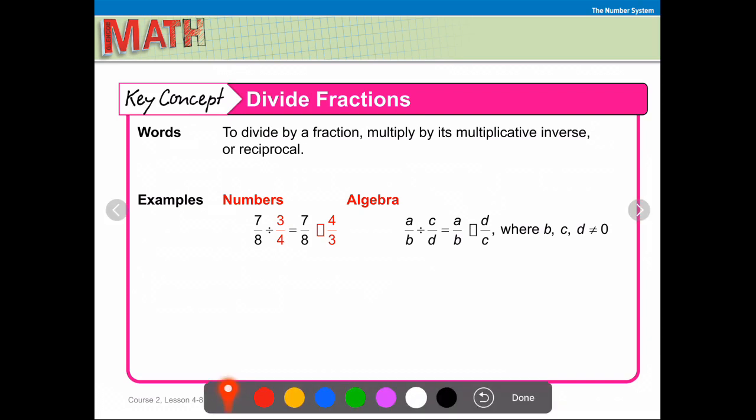So let's see how that works. 7 over 8 divided by 3 over 4. Step number 1, get the inverse. So this 4 goes up on top and this 3 goes down on the bottom. And now change the divide into multiply. So now it's 7/8 times 4 thirds. And we'll do that every time.